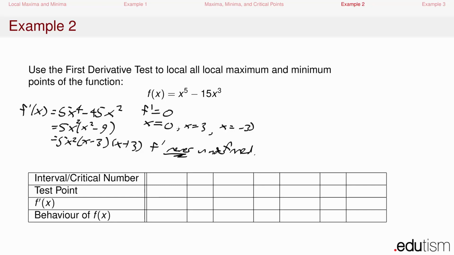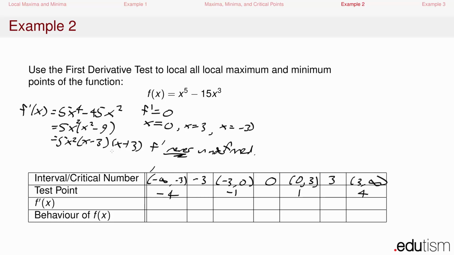Now I've got these critical numbers, and I'm going to use them to divide up the x-axis into intervals. So I'm going to put the negative 3 here, the 0 here, and the 3 here. So I'm going to have an interval from negative infinity to negative 3, an interval from negative 3 to 0, an interval from 0 to 3, an interval from 3 to infinity. We're going to try to figure out whether it's increasing or decreasing in each of these intervals, and that will tell us which of these critical numbers are local maxima and which are local minima. So to pick a test point in this interval, we could pick negative 4. Test point in this interval could be negative 1. Test point in this interval could be 1. This one could be 4.